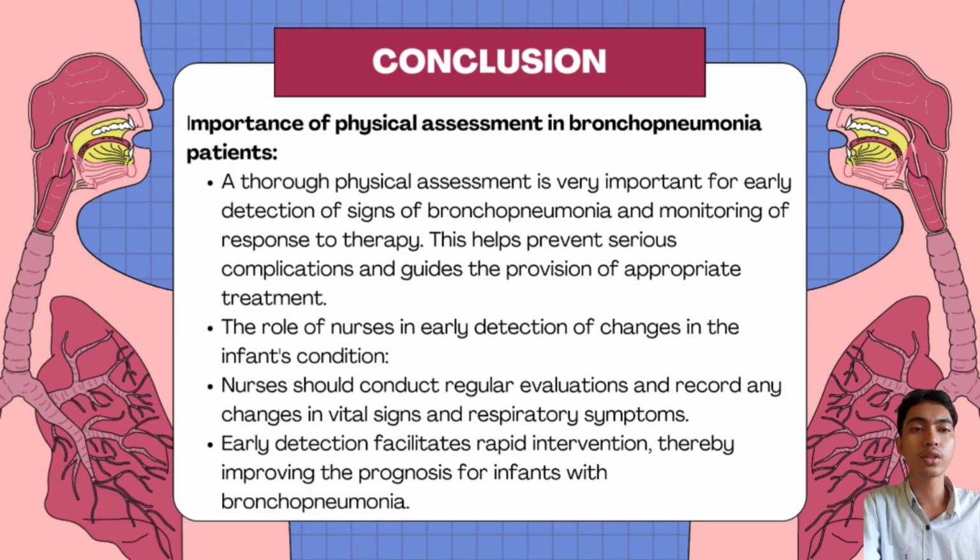And the role of nurses in early detection of changes in the infant's condition. The first one is that nurses should conduct regular evaluation and record any change in vital signs and respiratory system. Early detection facilitates rapid intervention, thereby improving the prognosis for infants with bronchopneumonia.